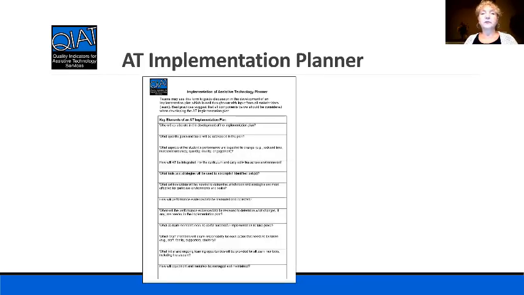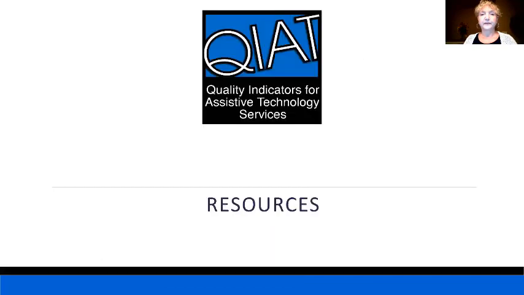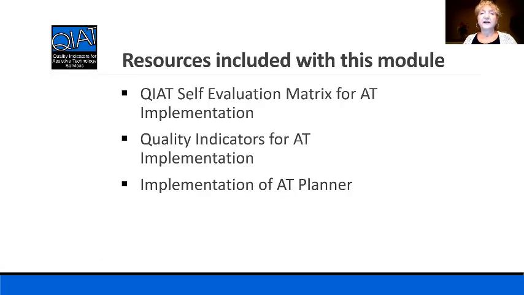You'll find in the resources that go along with this section an AT implementation planner that takes you through many of these questions that I've just been through. They include creating roles and responsibility matrices, looking at some of these equipment planning pieces too. Lastly, in this section, the resources that are included with this module are the self-evaluation matrices, all of the indicators with their intent statements, and that implementation planner that you just saw a really quick shot of.